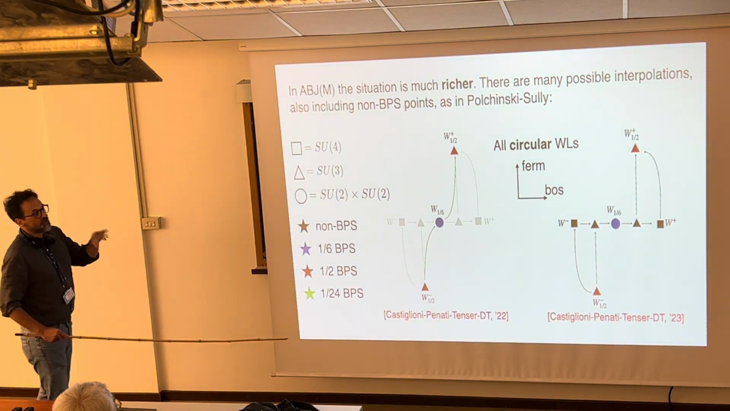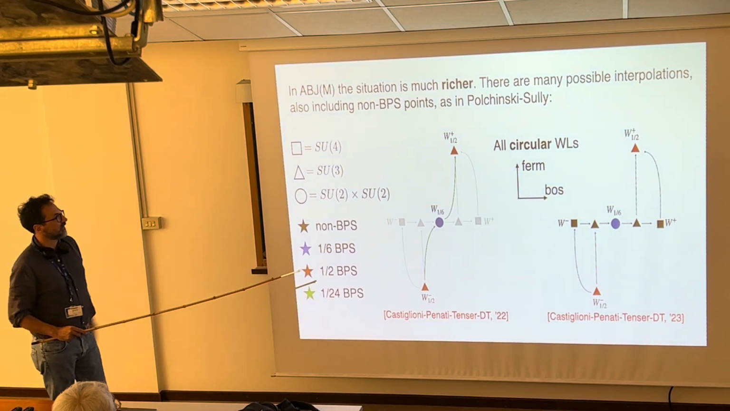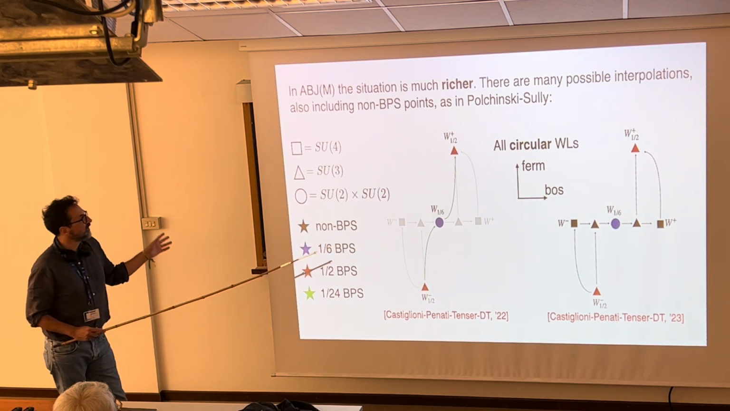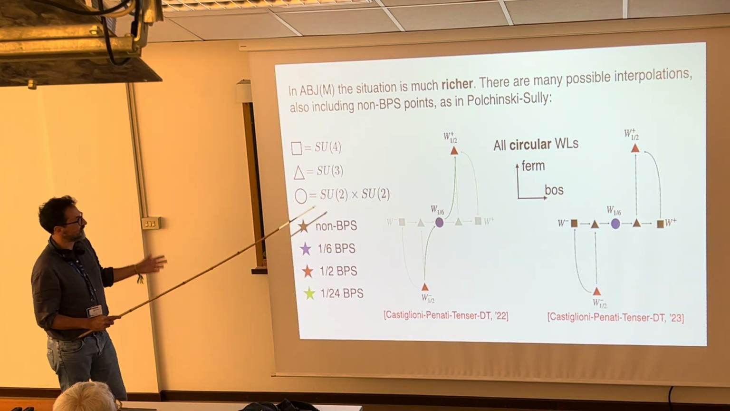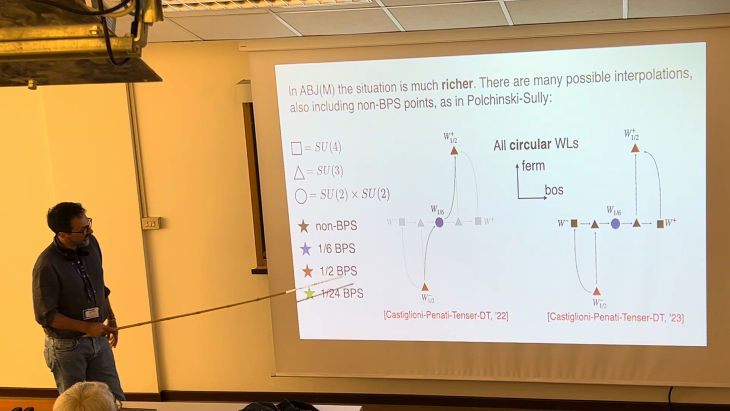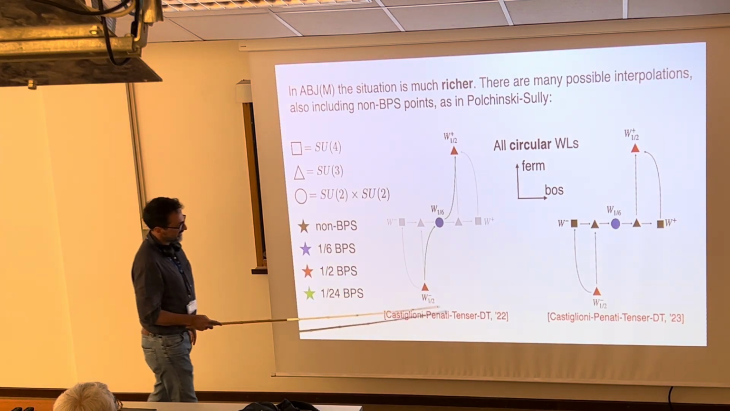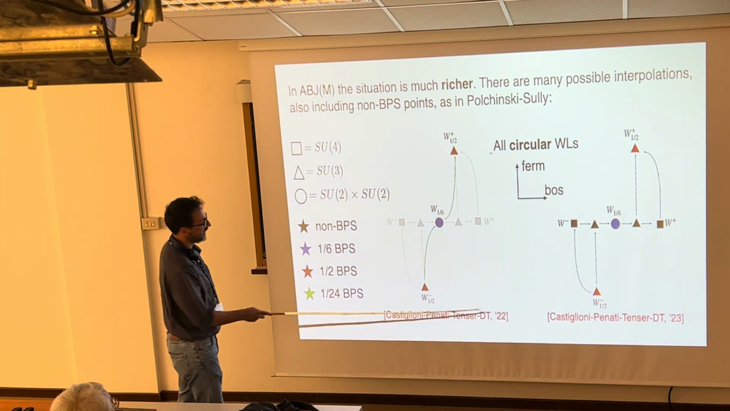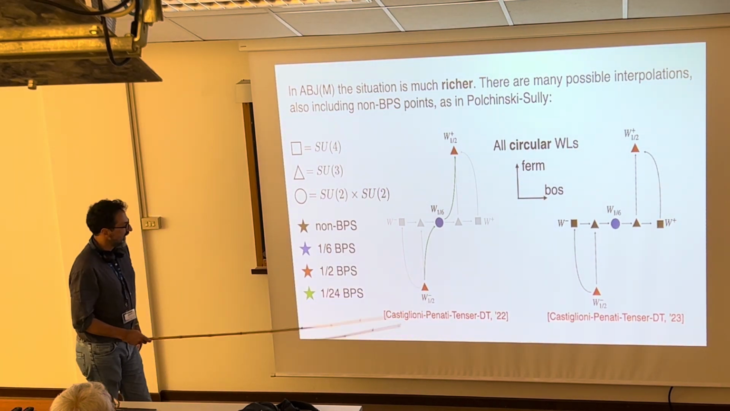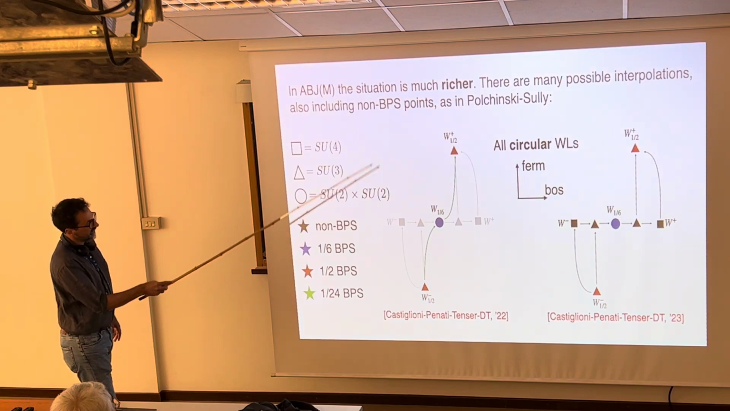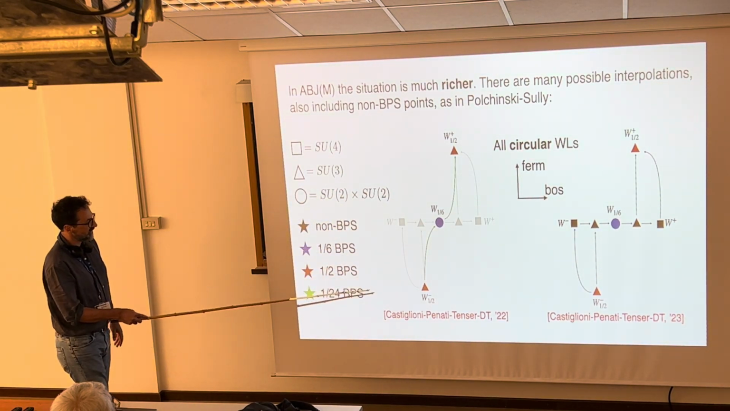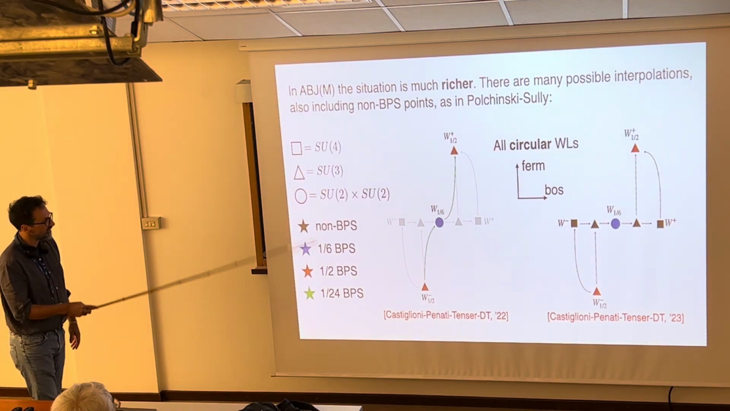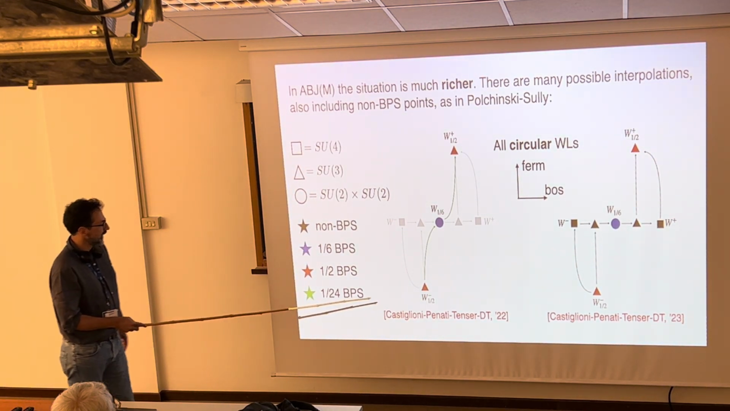So in ABJM, the situation is much richer than just this single flow. In fact, there are many possible interpolations, including BPS and non-BPS points as in Polchinski-Sully. So in particular, I'm going to give you a schematic hint of what we did in these two papers. And so you see there are various fixed points given by various Wilson loops preserving varying amounts of both supersymmetry and symmetry.